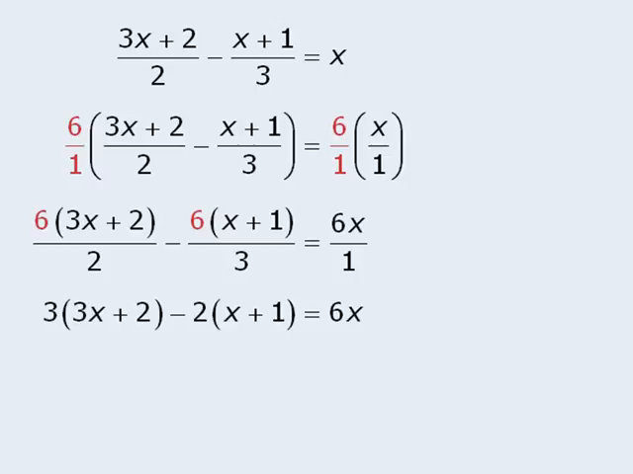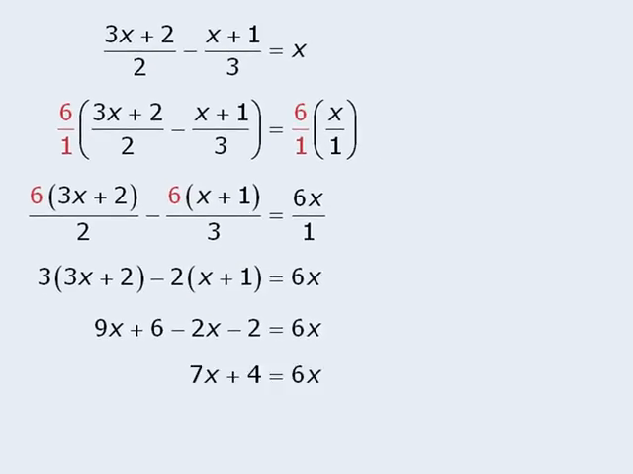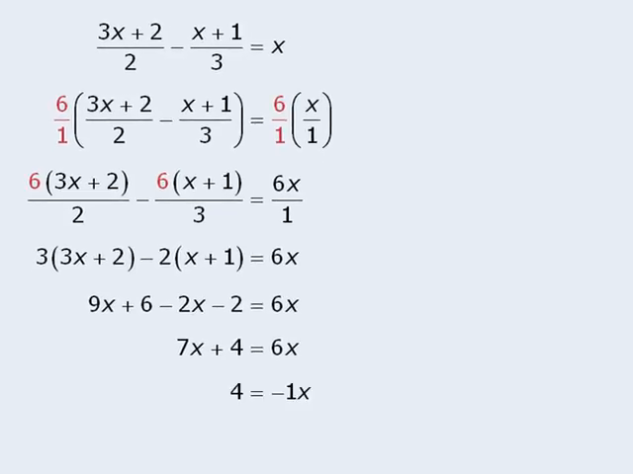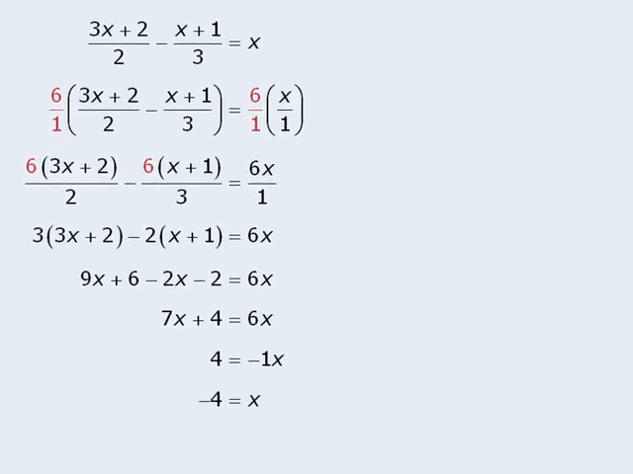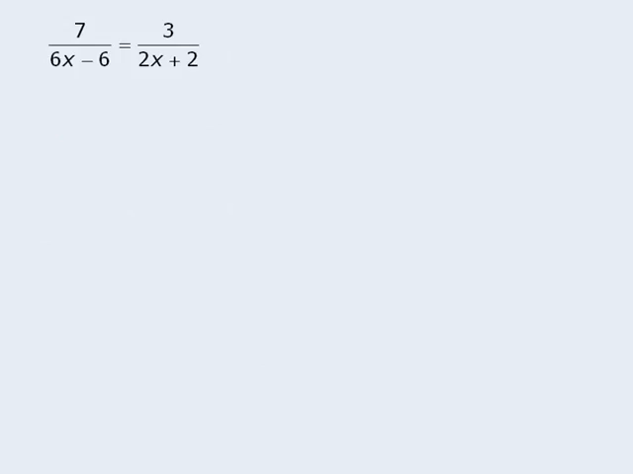Now we need to do some expanding. First, 3 times 3x is 9x, and 3 times positive 2 is positive 6 or plus 6. Next we have negative 2 times x, which is negative 2x or minus 2x, and we have negative 2 times positive 1, which is negative or minus 2. This is all equal to 6x. At this point, we can simplify the left-hand side to be 7x plus 4, and now we can solve for x by first subtracting 7x from both sides, and then dividing both sides by negative 1 to get x equals negative 4. Okay, let's examine one last question.